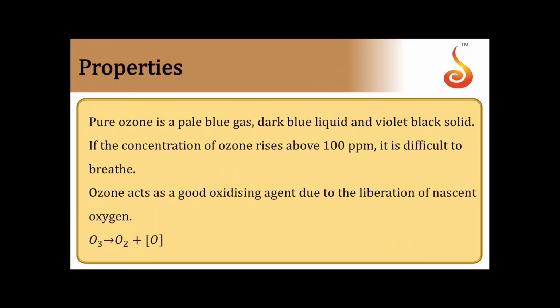Then come the properties. Pure ozone is a pale blue gas, a dark blue liquid, and a violet black solid. So gas, pale blue; liquid state, dark blue; solid state, violet black. And when the concentration of ozone rises above 100 ppm, it becomes difficult to breathe.